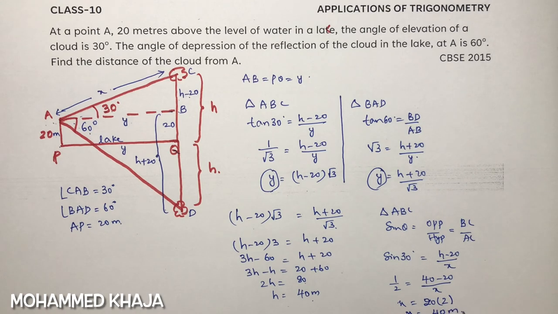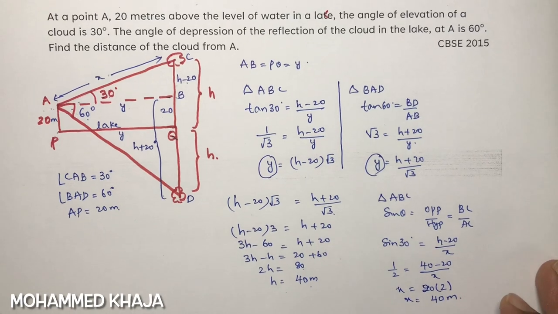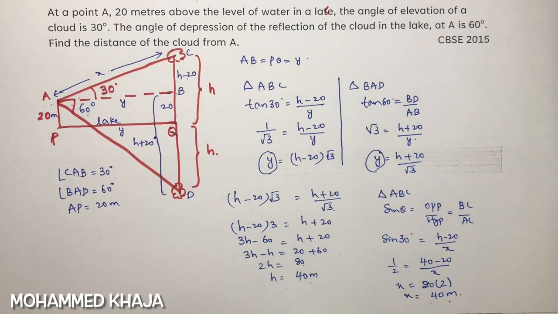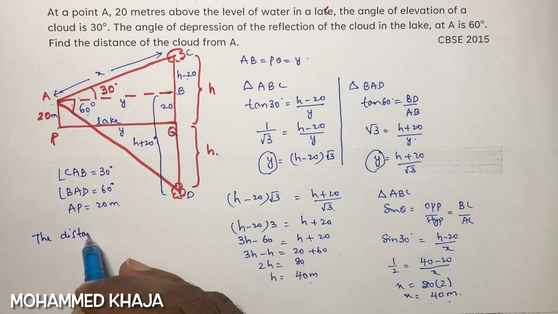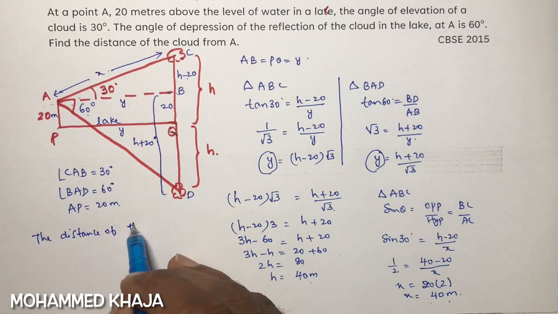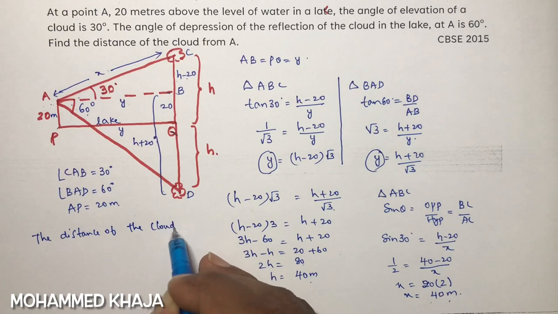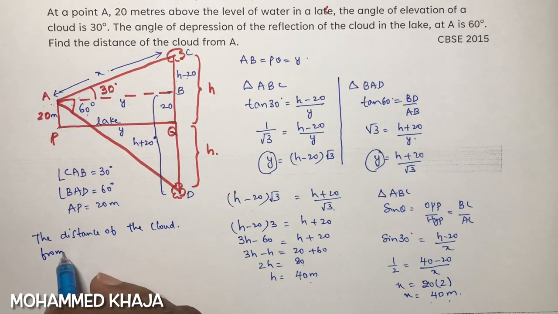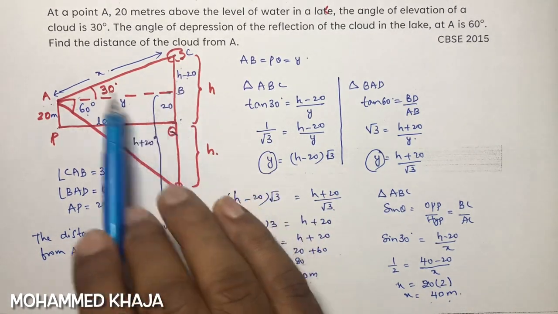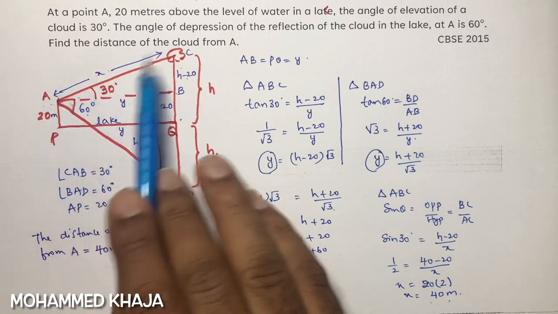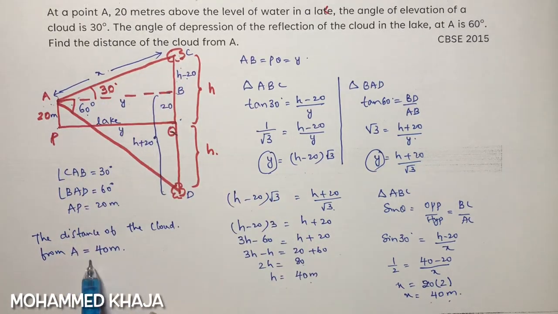X is 40 meters. So the value of X is 40 meters. So the distance of the cloud from A is 40 meters. So here the height of the cloud is also 40. The distance from the observation point to the cloud is also 40 meters.